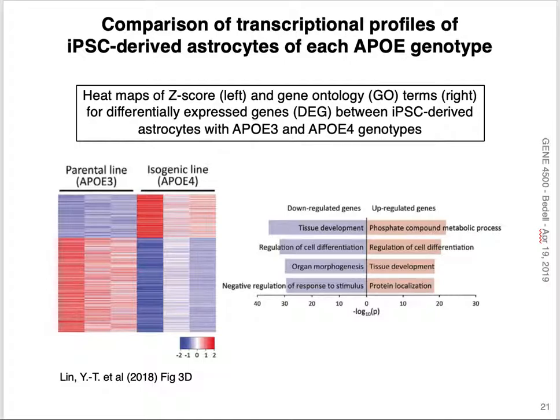But again, you look at the gene ontology groupings, and they're significant to what you could hypothesize might be relating to how the ApoE genotypes contribute to pathogenesis of Alzheimer's.